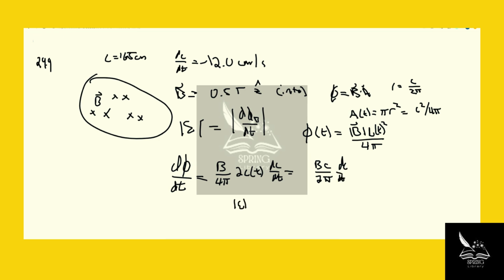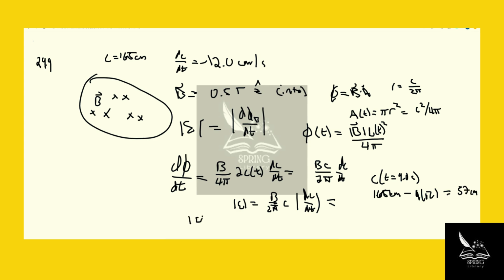So the magnitude of our EMF is now B over 2 pi times C times the magnitude of dC/dt. We know all these values, so we can just plug them in. But first, we have to find what C is at 9 seconds. C at 9 seconds is 165 centimeters minus 9 times 12 centimeters per second, because that's the rate. So this becomes 57 centimeters.